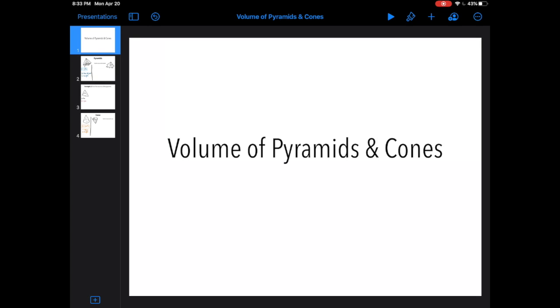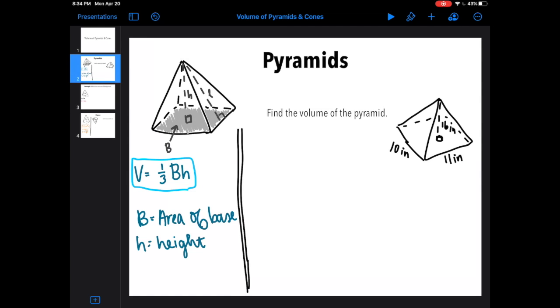Your cheat sheet, I believe, is almost complete. I believe you have one more section that you would need to add to it, and that's for spheres. But other than that, we are almost done, and then we will start our last chapter. Whoop, whoop. All right, so let's get it cooking.